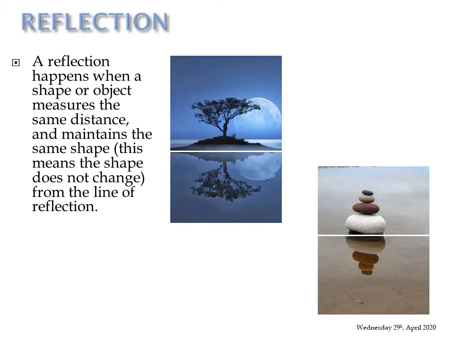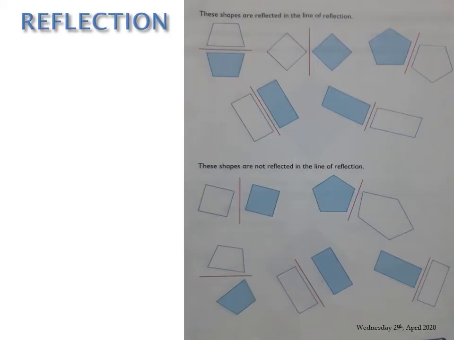Do you see? After the line of reflection, the shape still remains the same height and the same size. Okay? So here we can say a reflection has happened. Now let's see these shapes that we have here. It's an example from our student's book. We're going to see shapes that reflect well in the line of reflection and the ones that do not.